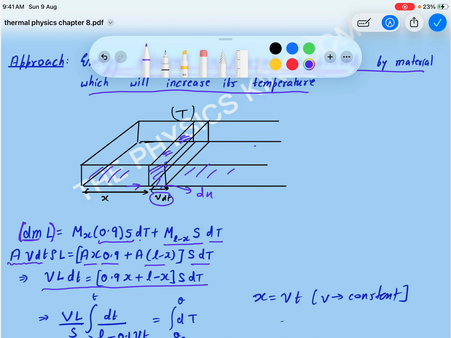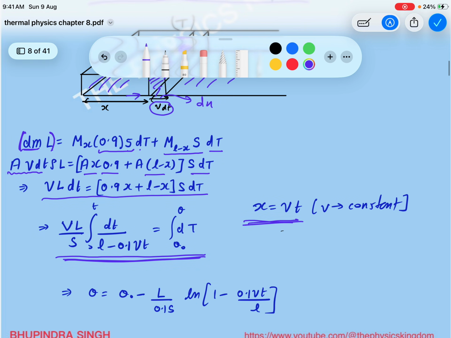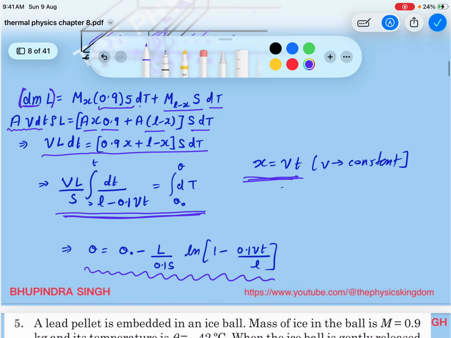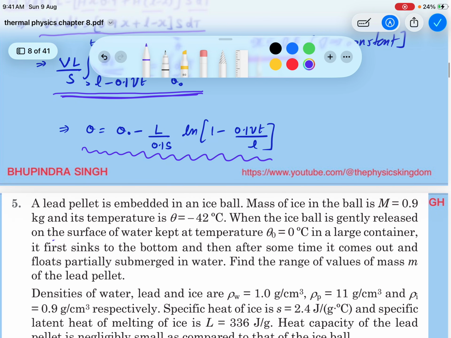So x I can write v into t as v is constant. So at any instant length of solid portion is v into t, right? And then integrating, so we are getting the answer. Okay, so theta is theta naught. So this equation I am getting, which is the answer given. Okay, right. Now let's move to the next question.